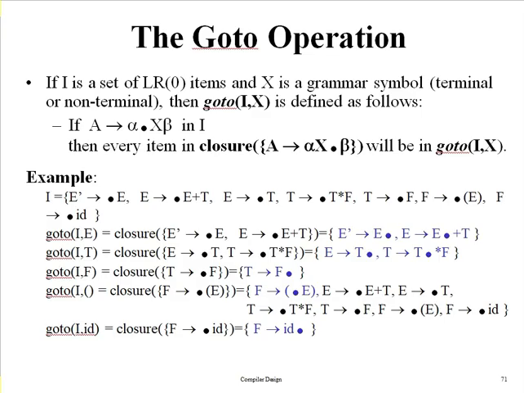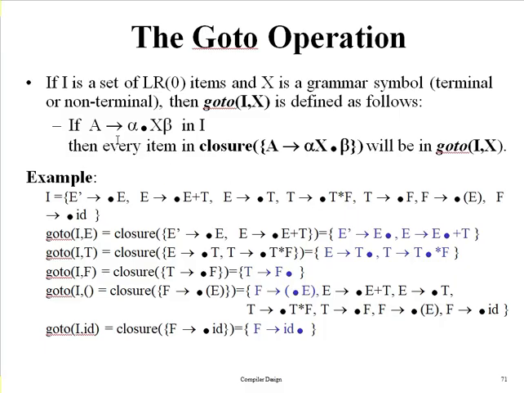The other operation is the goto operation. This goto operation is a way of generating one item from another item, and it is expressed in terms of the closure operation.